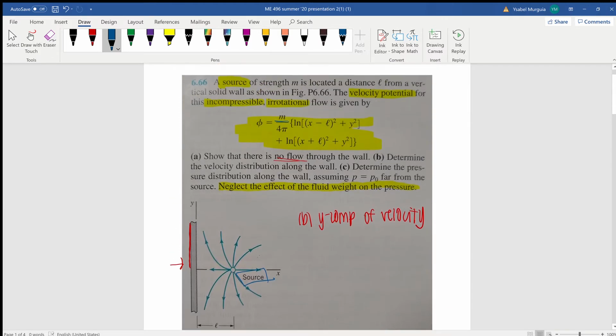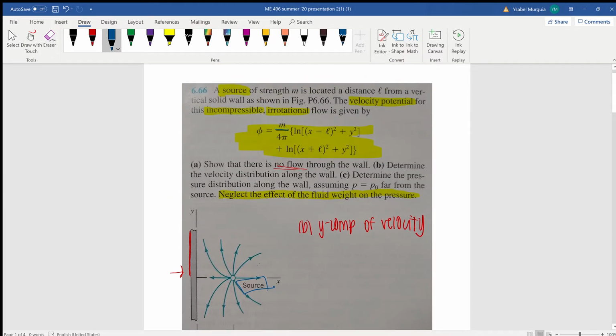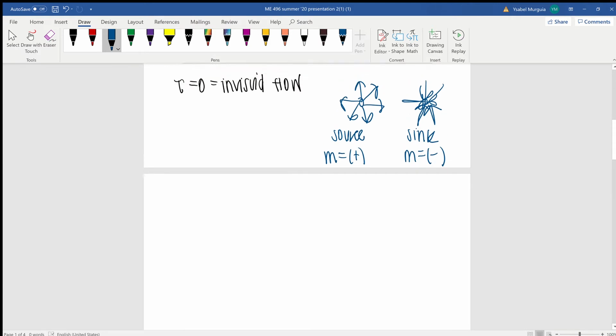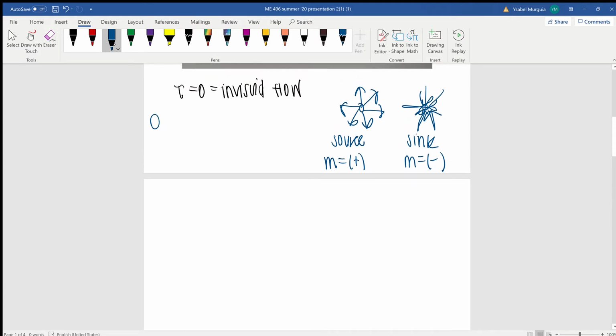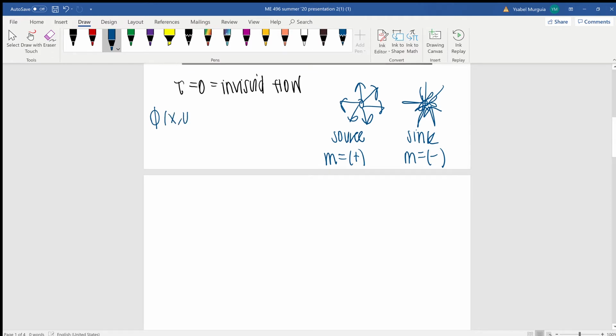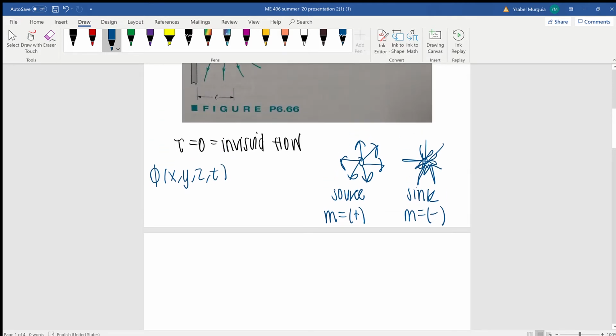Okay, the rest of the key components. So velocity potential. Velocity potential is defined as phi. And phi does have components in the x direction, y direction, z direction, and t direction. So these are the components of the velocity potential, because it is a 3D flow, which is why we have these components.